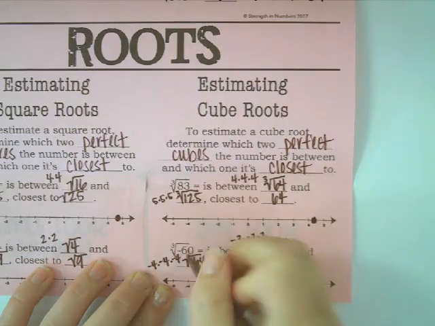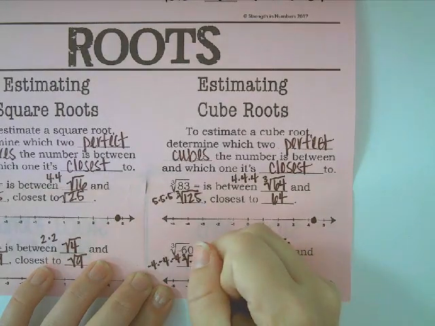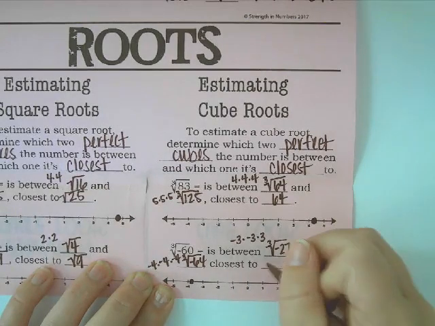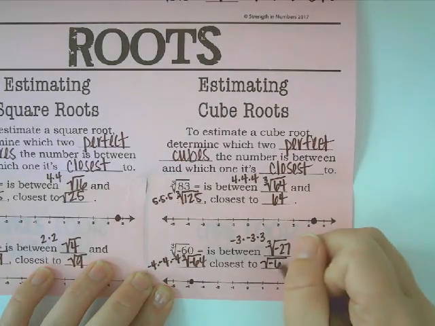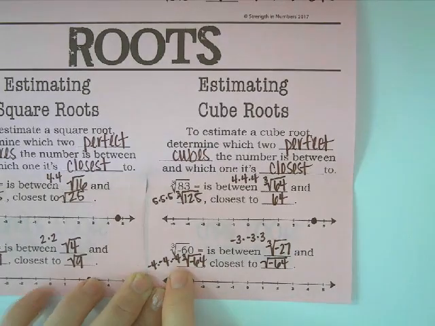Looking at this, which one is negative 60 closer to? Negative 64 or negative 27? Obviously, it's closer to negative 64, which means it's going to be closer to 4 on my number line, since 4 is the perfect cube root.